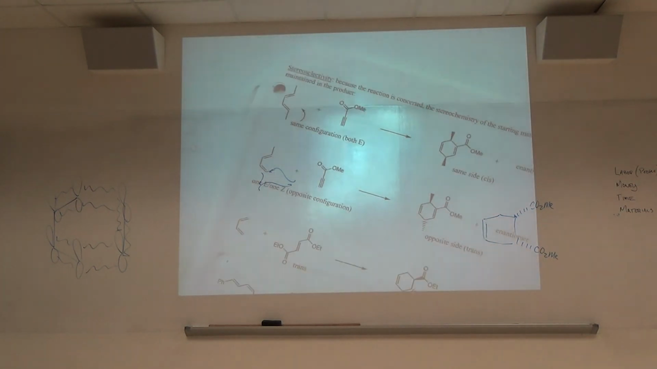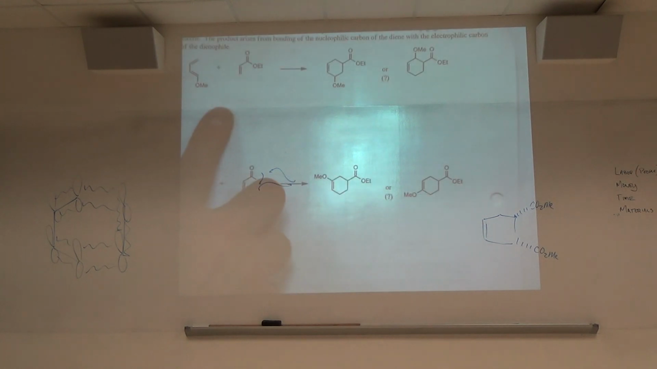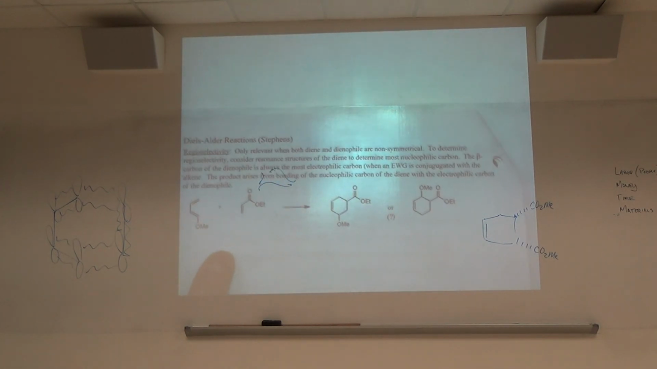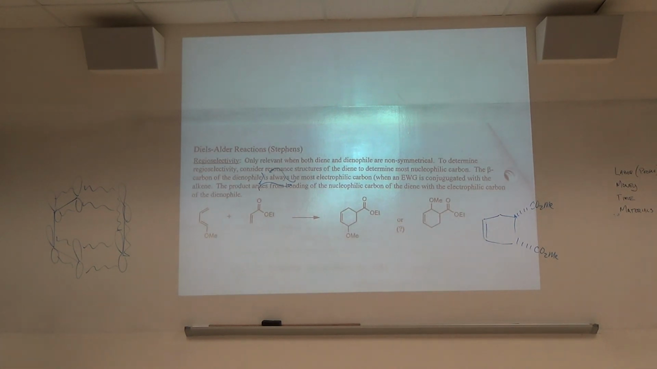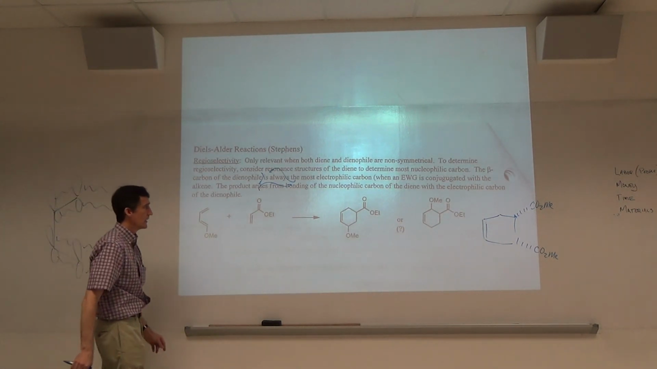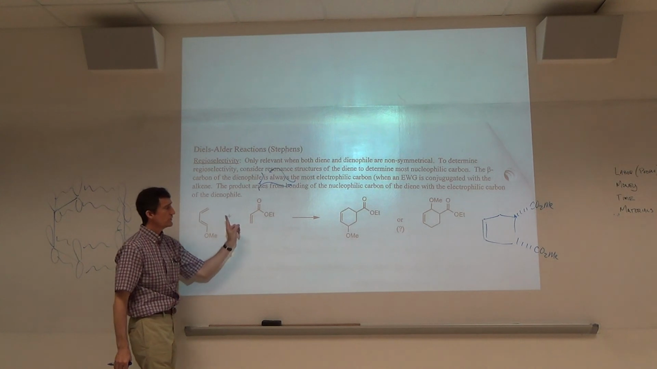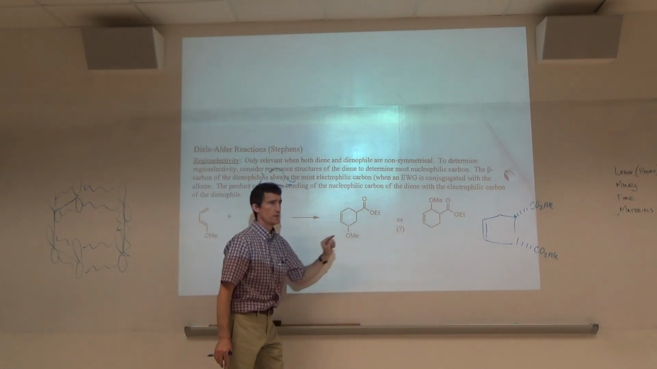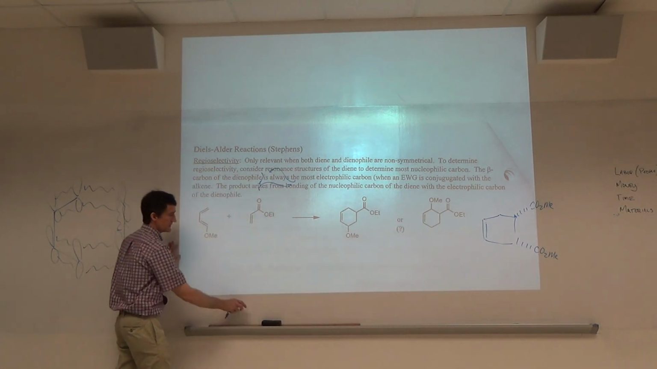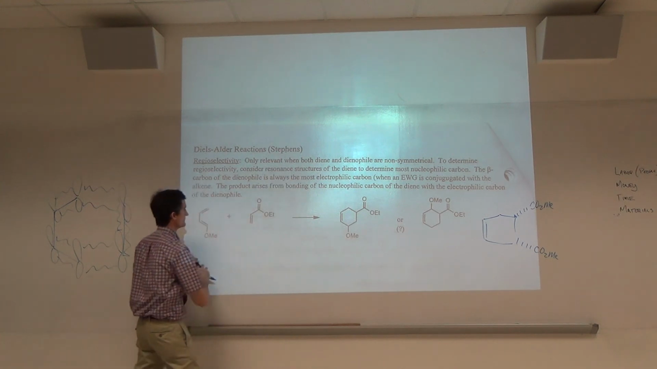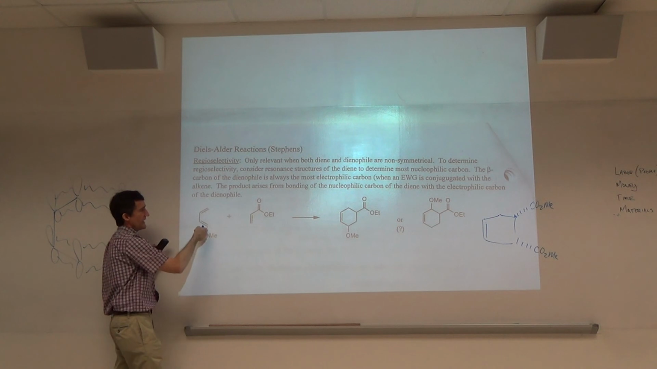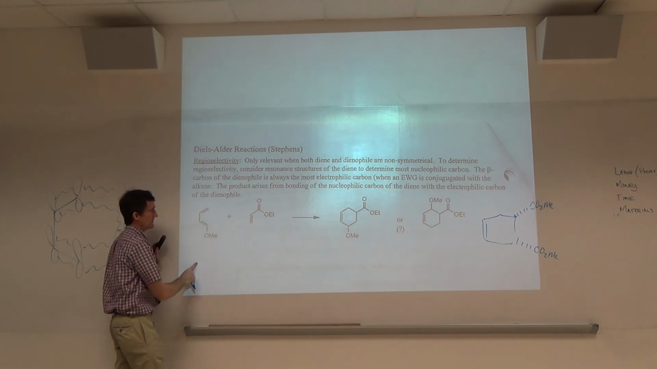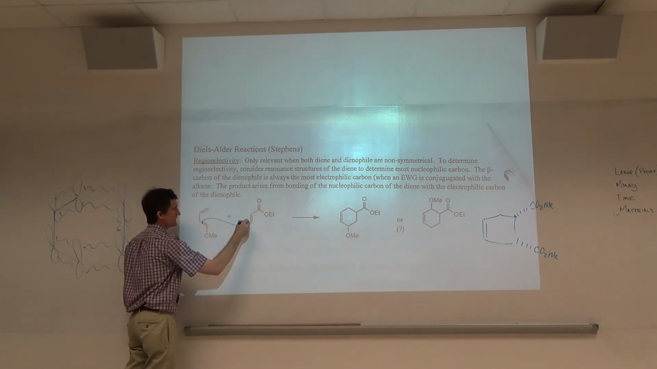Now let's look at regioselectivity. Regioselectivity is a bit more involved. What do we mean by regio? Well, different possible constitutional isomers. Look at this example here. We have a diene and a dienophile. We could zip this together like this.